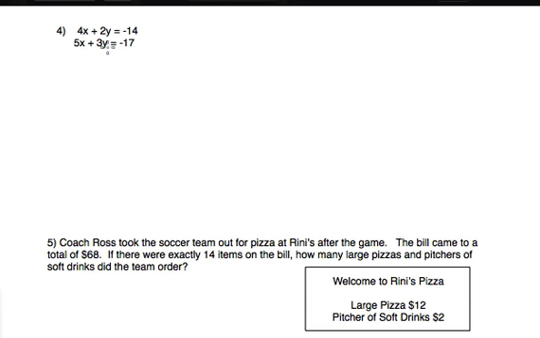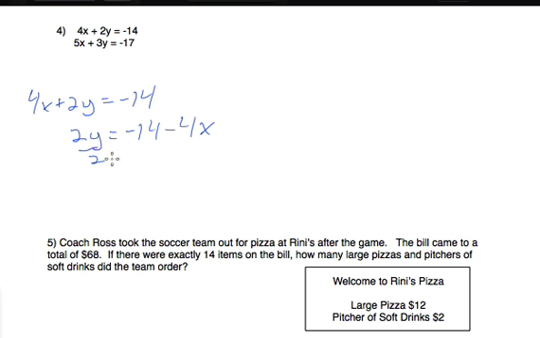Number 4. 4x plus 2y equals negative 14. I'm going to use this equation, y, because they're all multiples of 2, so the division is going to work out nicely. I'm going to solve for y. So that's 4x plus 2y equals negative 14. I'm going to subtract 4x from both sides. So that's negative 14 minus 4x.